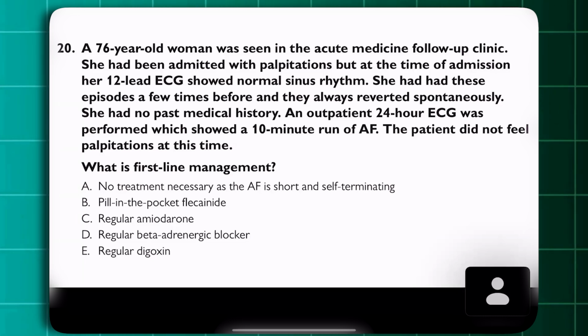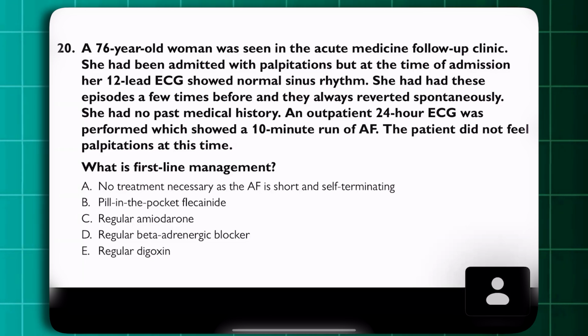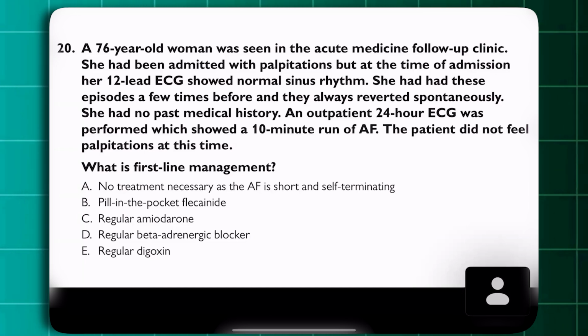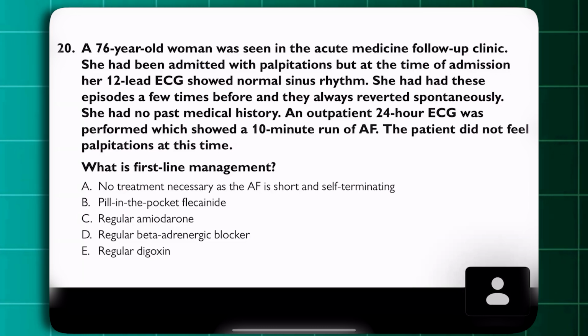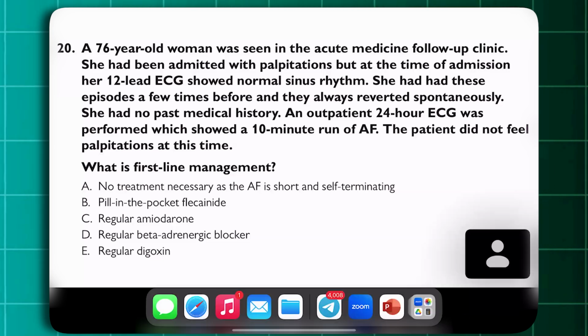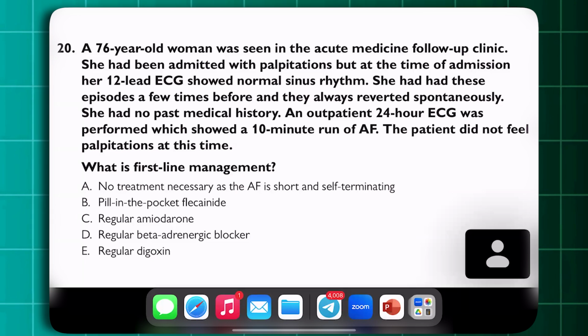So basically, an arrhythmia patient who had previously also had similar episodes. Now she is having a 10-minute run of AF, and the patient did not feel palpitations at this time. So it was asymptomatic. What will be the first thing in management? There are 5 options. If one of you can answer, let's try, and we will discuss the correct answer.